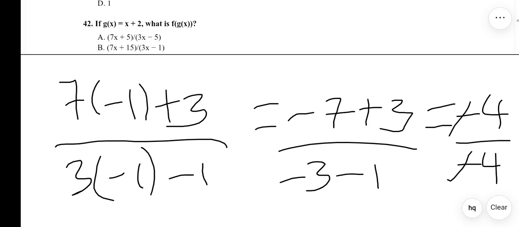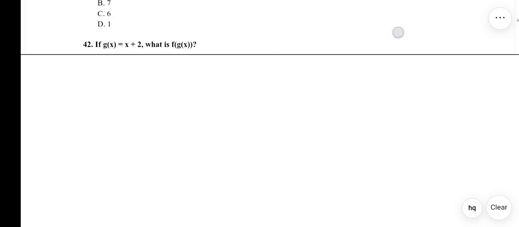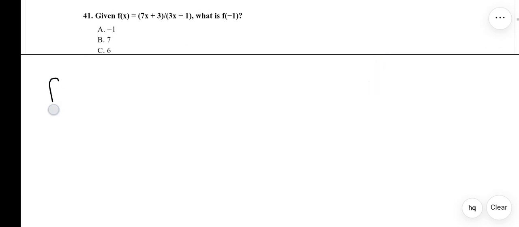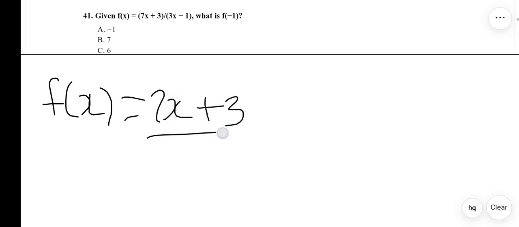So this one I was given g of x to be x plus 2. I was asked to find f of g of x. So how did I approach that? So this is just continuation of question number 41. So my f of x is 7x plus 3 all over 3x minus 1.